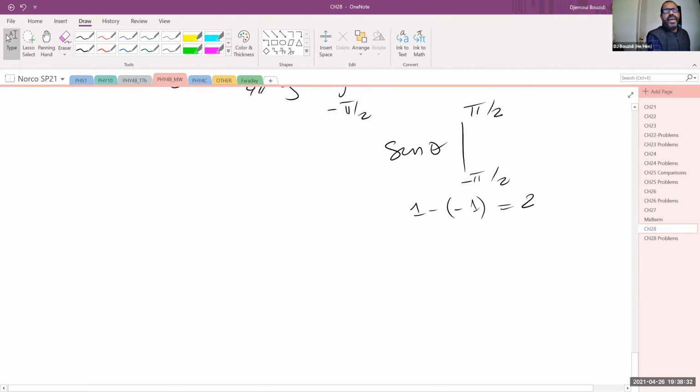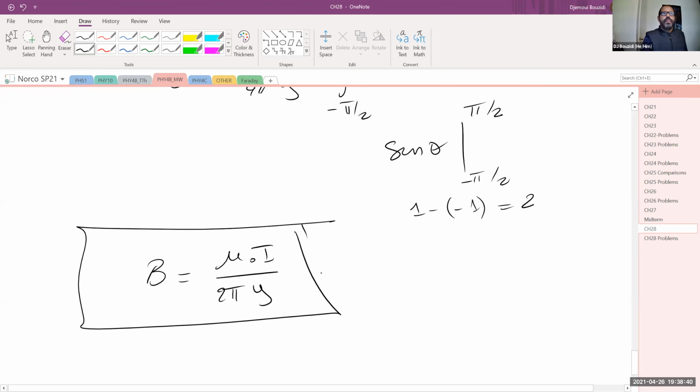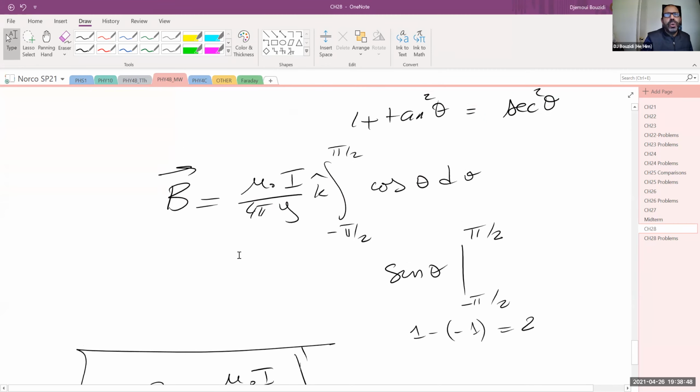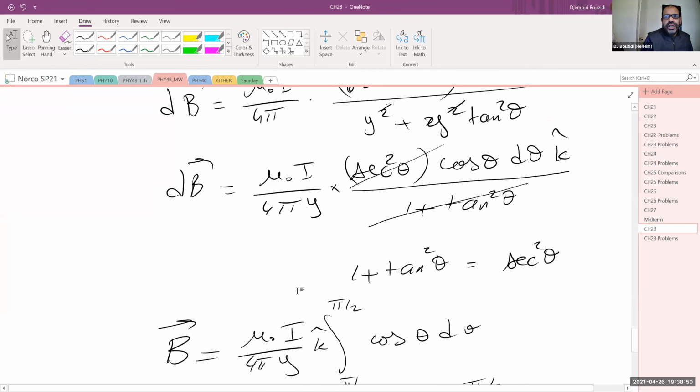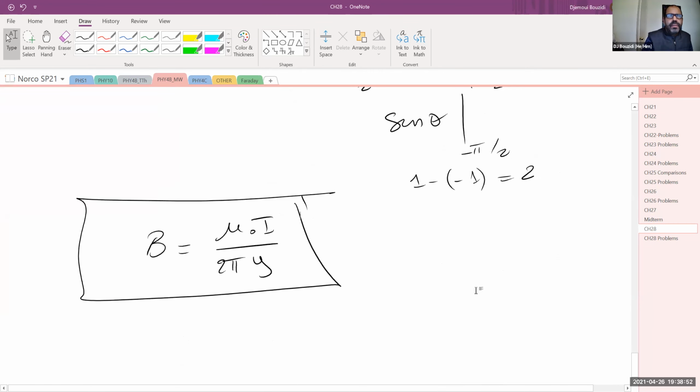And B in magnitude now is mu naught I over 2 pi y. Okay, this is a magnitude. So this is the magnetic field created by an infinite wire at some point y from it, and it drops like 1 over y. So this is an important result.